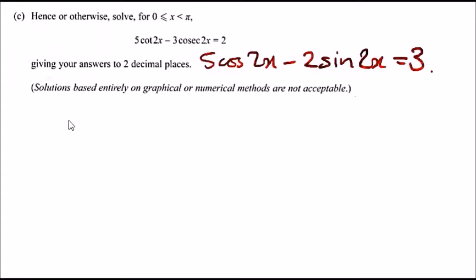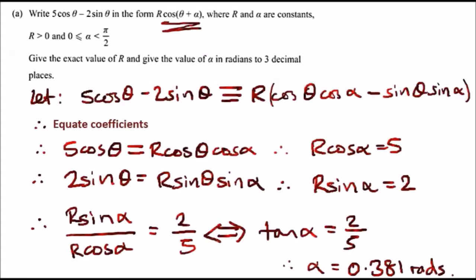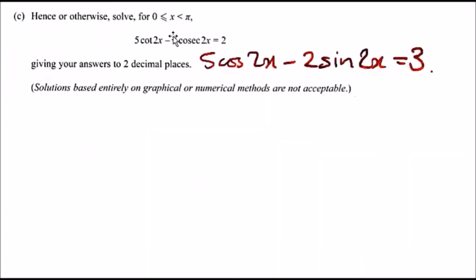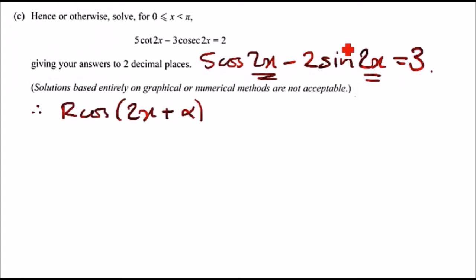This is why if we look back at part A, which I should have over here, we were able to find out that this equation can be rewritten in this form. And if you notice, the thetas here are actually simply substitute for 2x. So the 2x here and the theta are actually the same. So we can say that this equation can be rewritten as r cos, instead of theta plus alpha, it's going to be 2x plus alpha. And this is all, of course, equal to 3, because that's what we're dealing with.